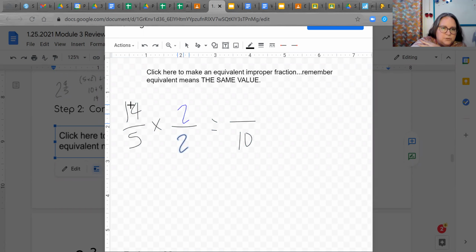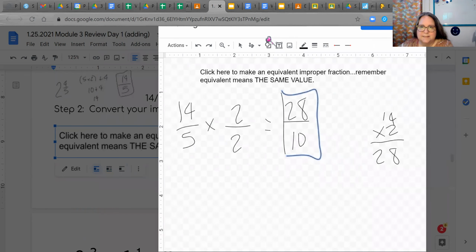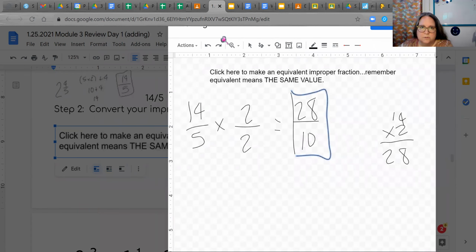We know it's 2. 2 times 14. If you don't know, you're going to do 14 times 2. 2 times 4 is 8. 2 times 1 is 2. I'll put it here, and here's my new number, you guys. I'm going to hit save and close.